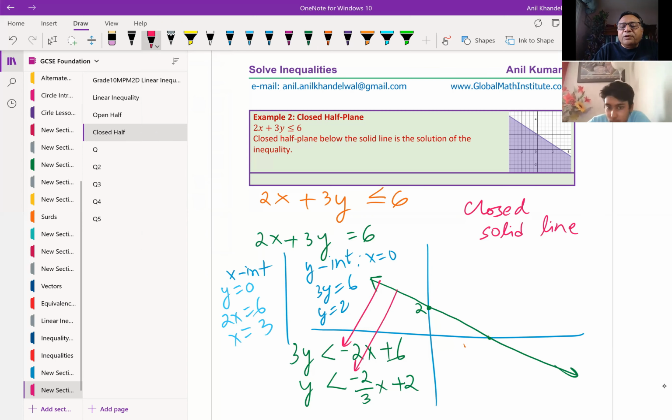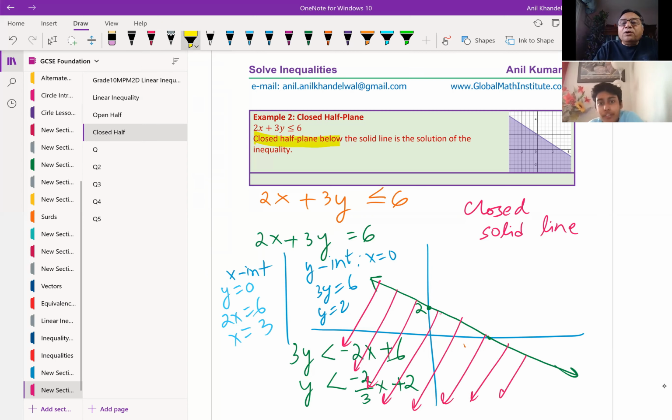The region below this line, right? So this half is shaded, and therefore we get our solution, which is a closed half plane. Is it okay? Yes, sir. Below the solid line. Clear? Just to clarify, a closed half plane would always be a solid line, and an open half plane would just be dashed. Correct. That is it, right?